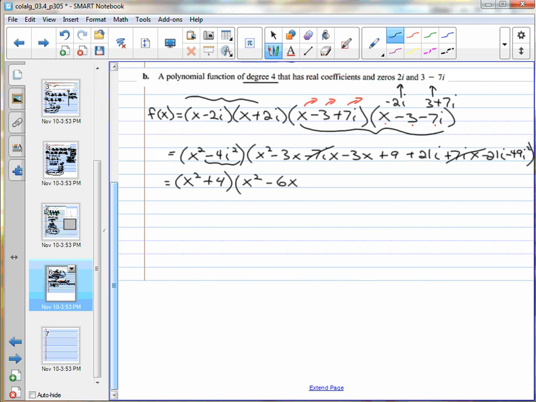Let's see, we already did the 3x, didn't we? I see a 9. Oh, we better go down here. What's a negative 49i squared? That's plus 49. What's 9 plus 49? 58. Now, what else did we have? Oh, 21i and a minus 21i. Notice at this step, all the complex and imaginary ones are gone.